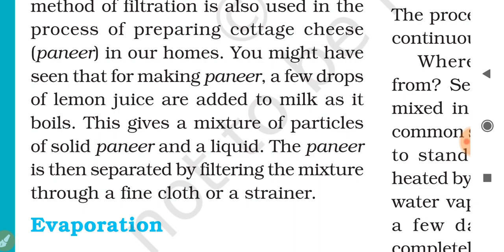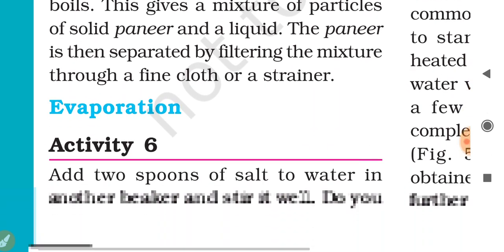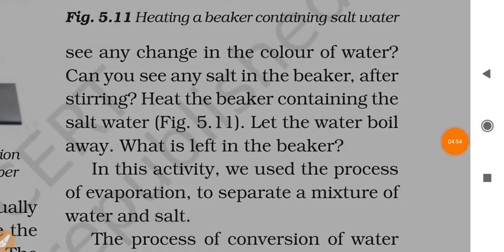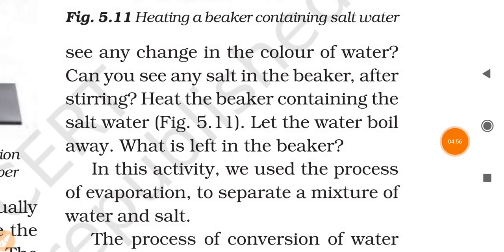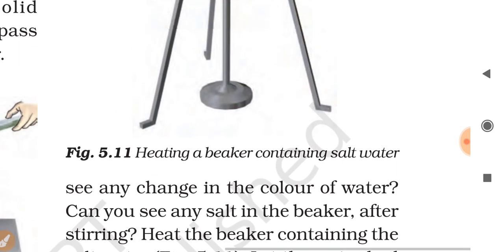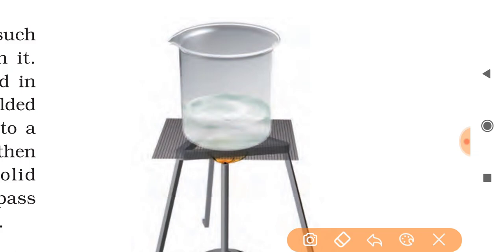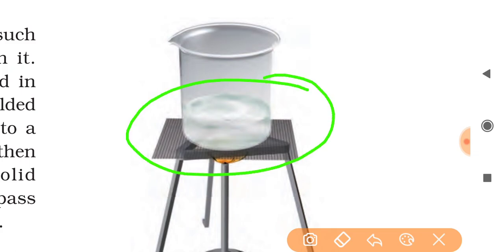Okay, now we will talk about the process of evaporation. This is activity number 6. Add 2 spoons of salt to water in another beaker and stir it well. Do you see any changes in the color of the water? Can you see any salt in the beaker after stirring? Heat the beaker containing the salt water, figure 5.11. Okay, heating a beaker containing salt water. So you have to just boil the salt water.